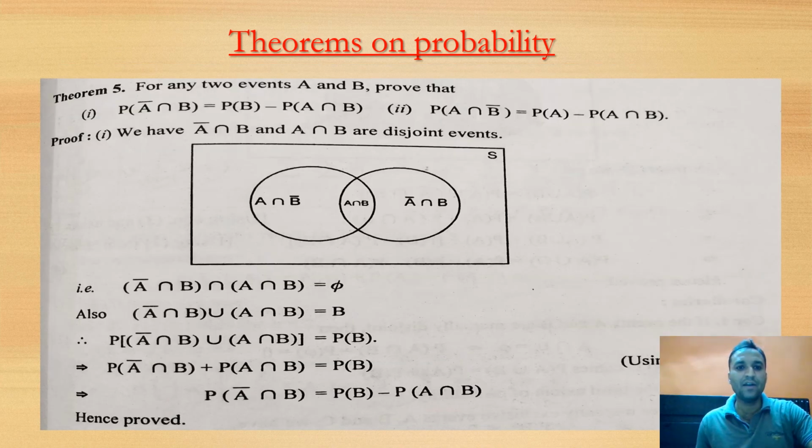The last one is, for any two events A and B, we can prove this statement: P(A bar intersection B) is equal to P(B) minus P(A intersection B). How? Look at this as the sample space. This is set A and this is set B. Here this is A intersection B, this part represents A minus B, and this part represents B minus A.